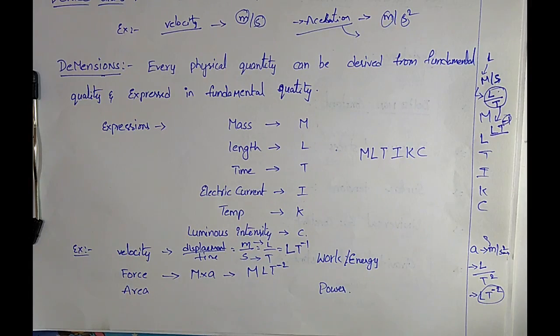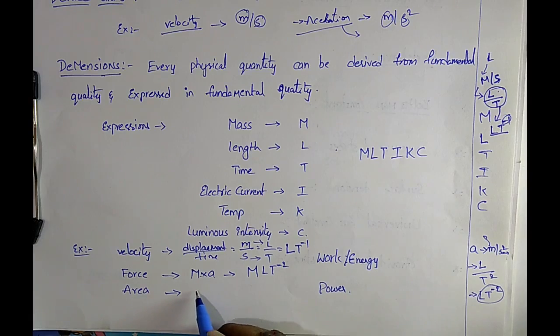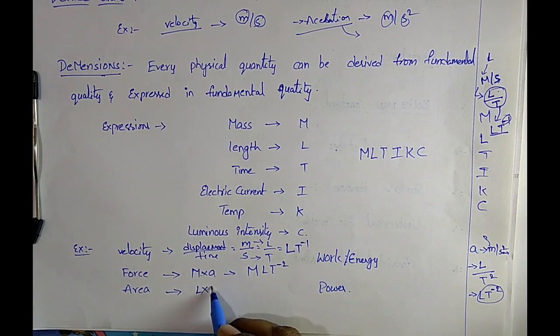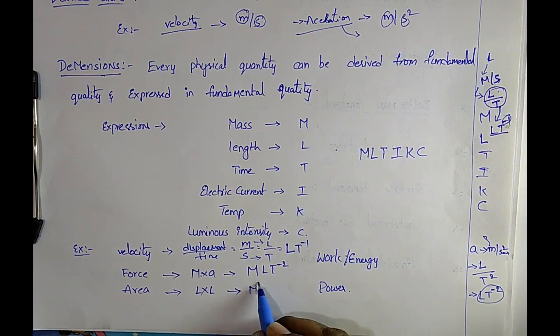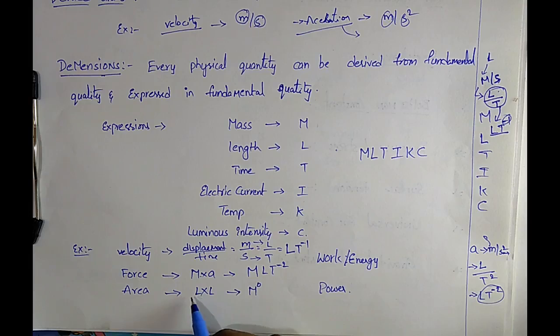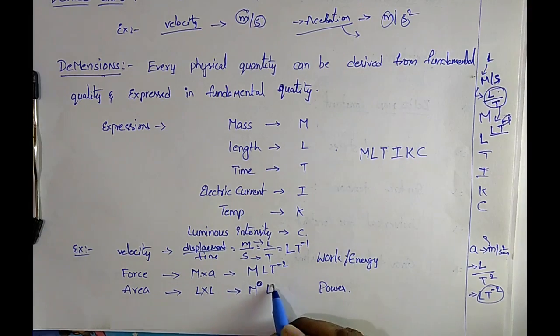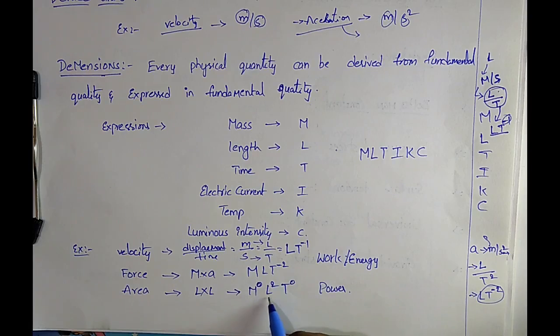In this way we can write the dimensional formula for any physical quantity. For example, area is length into breadth, that is length L into L. There is no mass quantity, so we put 0 on this, M power 0, L square, and there is no time here, so T power 0. So M0 L square T power 0, or we can write only L square.